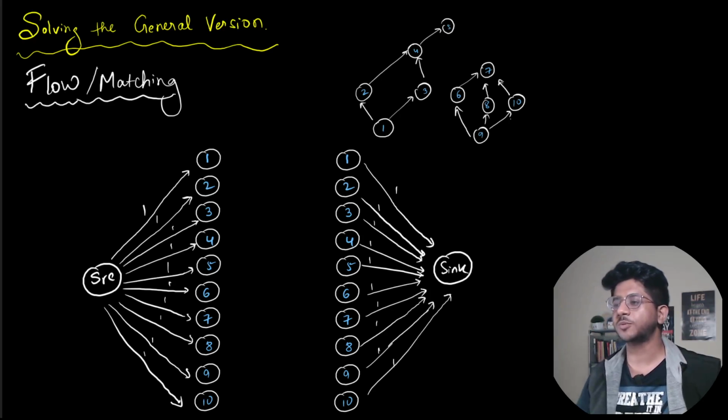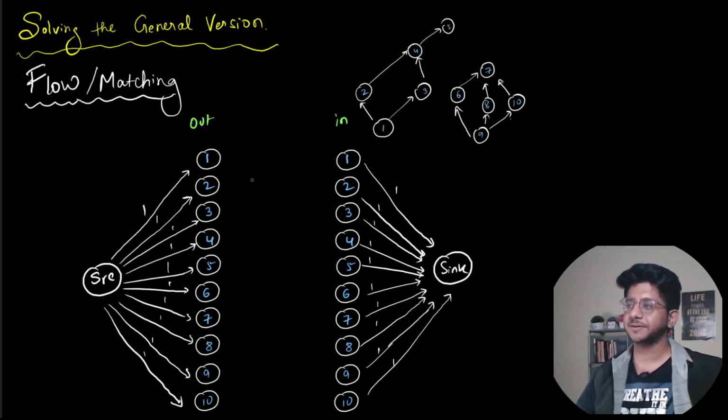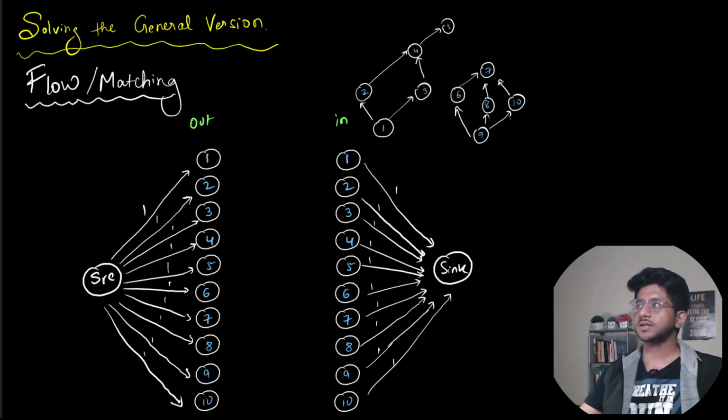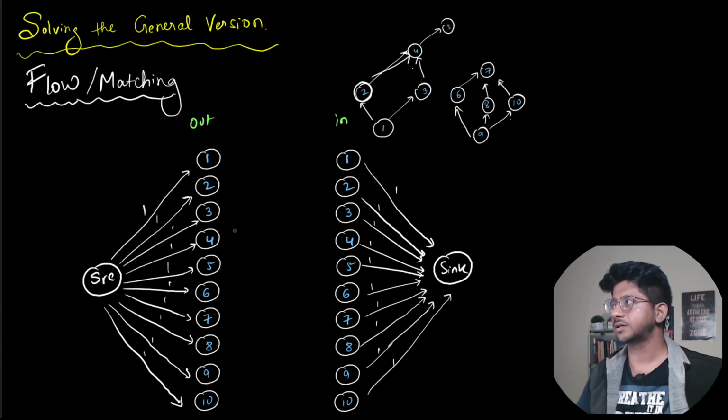But the way we solve this particular problem is we take the 10 nodes that are given to us and connect a source to all those 10 nodes and a sink to all those 10 nodes. There is a copy of each node, an out version and an in version. And if there is an edge or a relation between 2 and 4, we connect 2 to 4 with a flow of 1.